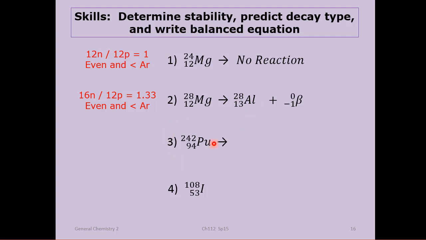All right, we get down to here. There's a number above 83, always alpha decay. There you go. Use your rules and fill in.